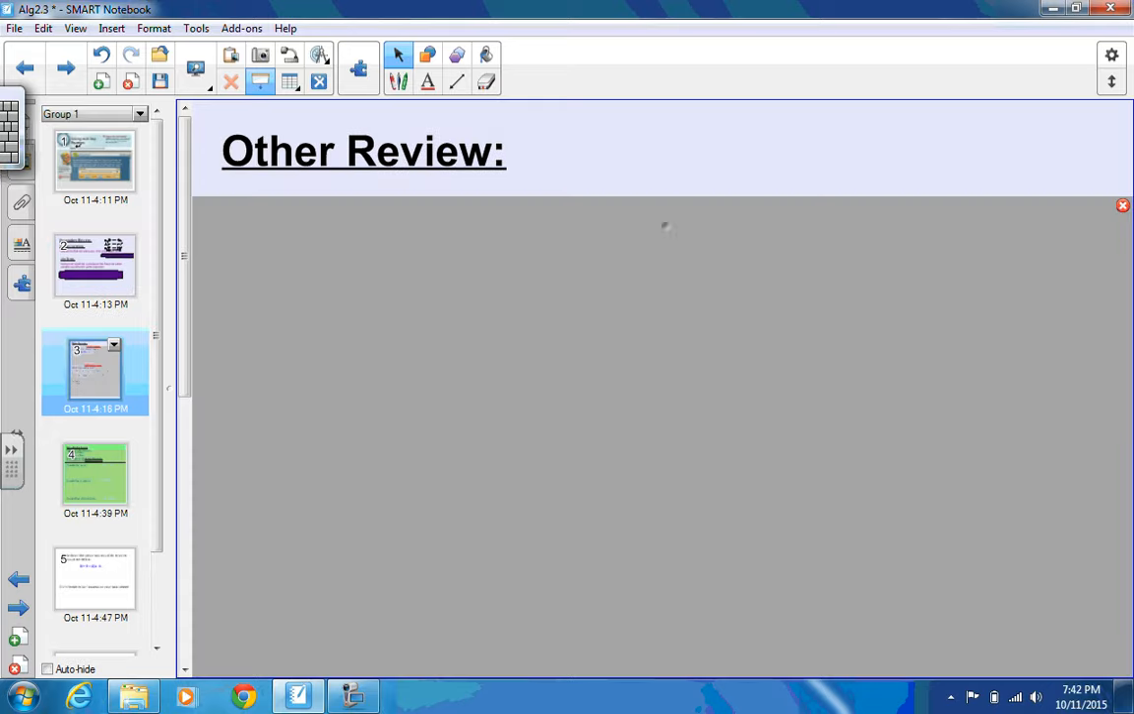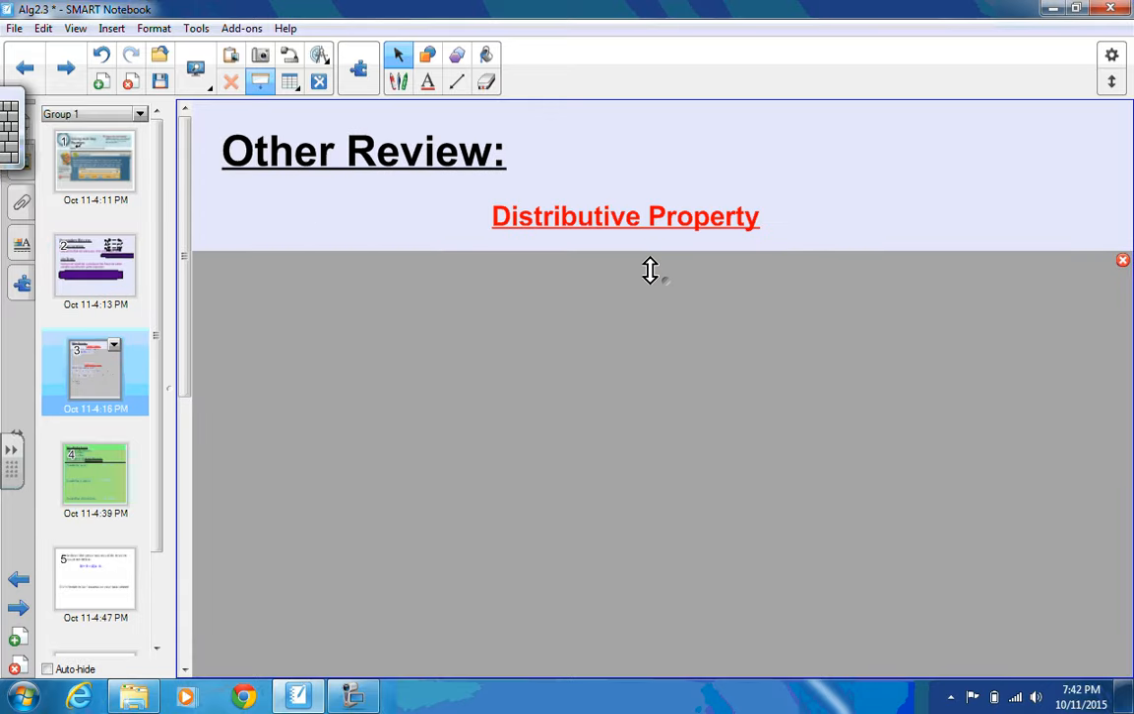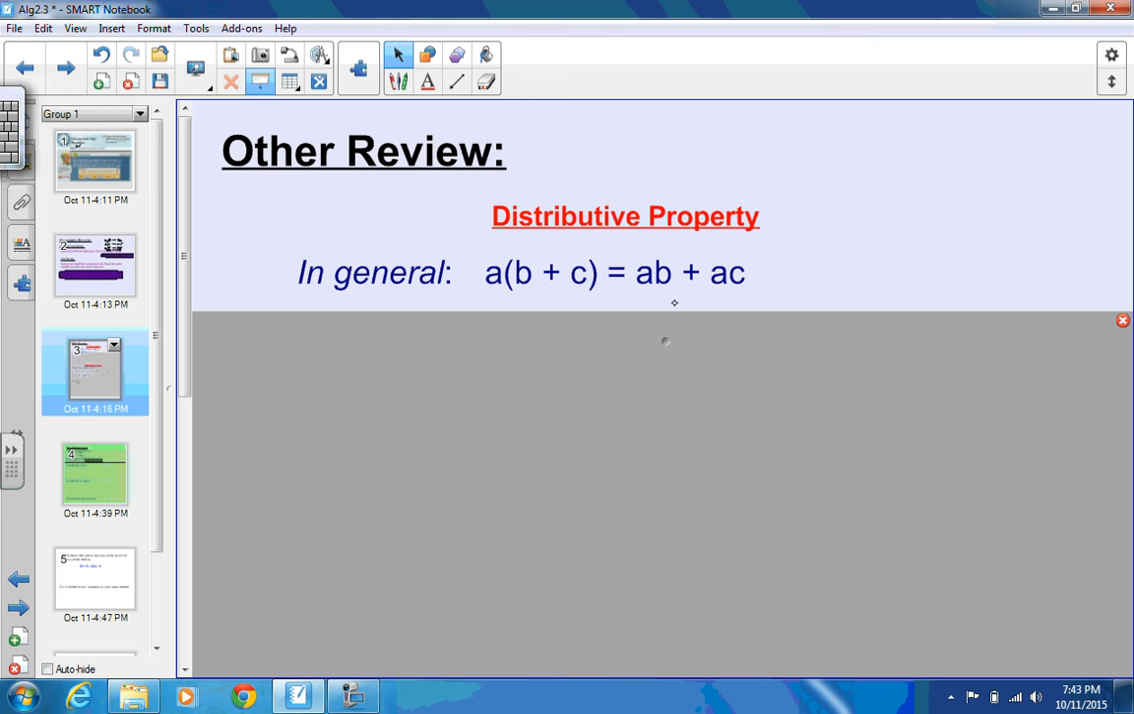So let's review a couple things. First thing I want to review is the distributive property. We learned this in chapter 1, and we're going to use this some more in chapter 2 when we're solving equations. So the distributive property in general just looks like this. You have something outside of parentheses, and then on the inside you have either addition or subtraction. So it has to be either addition or subtraction.